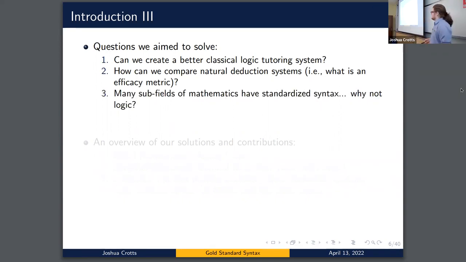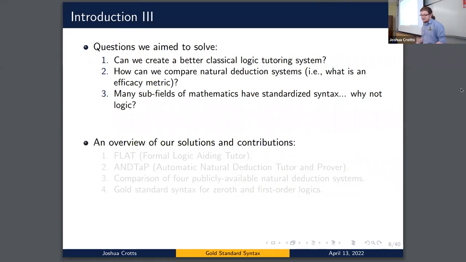And thirdly, a lot of math subfields have standardized syntax. So take set theory, for instance. If you see one book on set theory, it's most likely going to have the exact same syntax as another book on set theory. Formal logic doesn't have that same treatment. So we wanted to see if it were possible to standardize logic syntax.